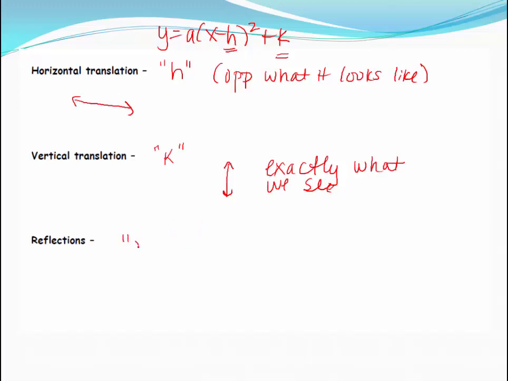And then our reflection is going to be the A if it's negative. So if there's a negative out in front of that, we're going to then flip upside down.